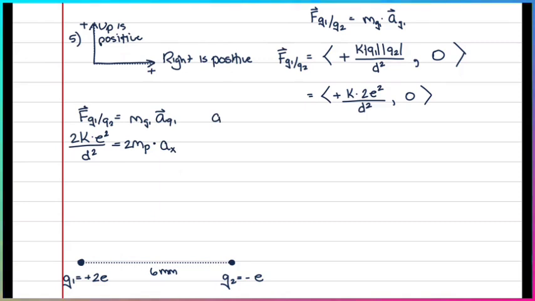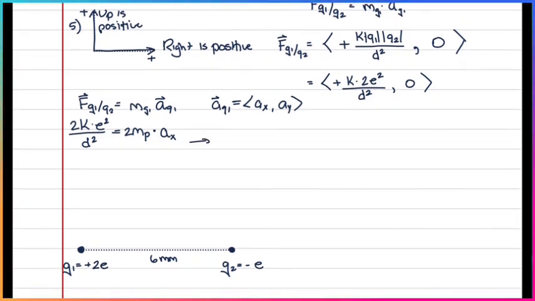So if I think of a of Q1 as ax comma ay, really what this is showing me is that if I just look at the x components, this is equal to the mass times the x component of the acceleration. And then of course ay is 0, because 0 equals 2mp times ay. So then it looks like this is saying that a sub x is, looks like the 2's cancel, k e squared over mp times d squared.